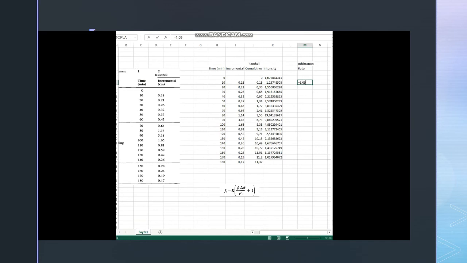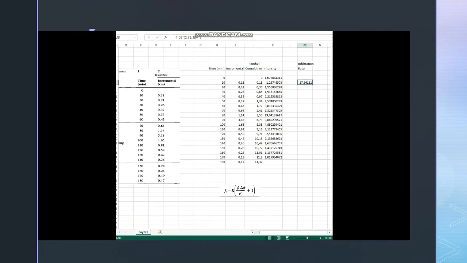1.09, right, multiplied by psi delta theta, which we found to be 2.72 centimeters, over the cumulative infiltration, which is 0.18 in this case, plus 1. So 17.56111 is what we get in our case.